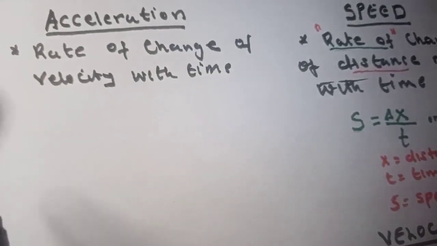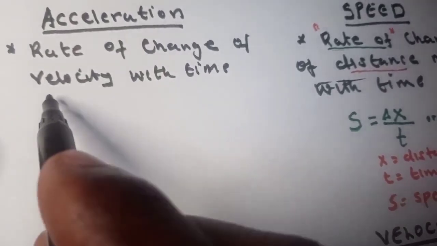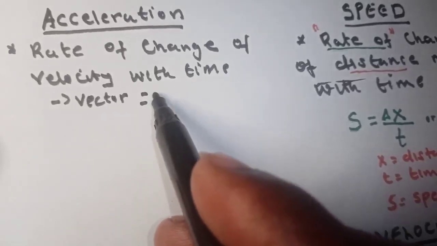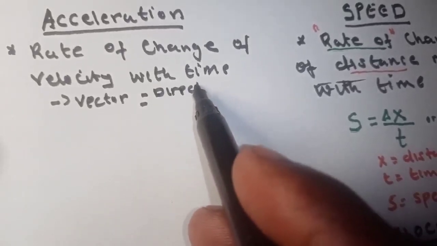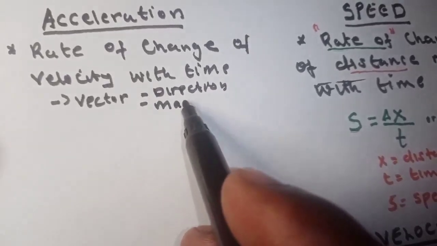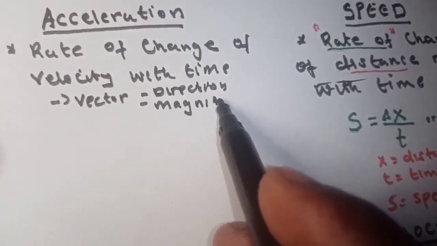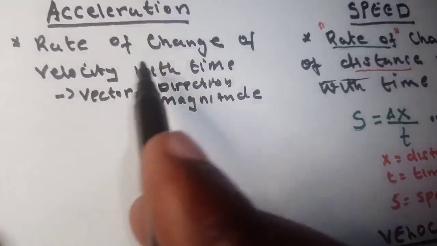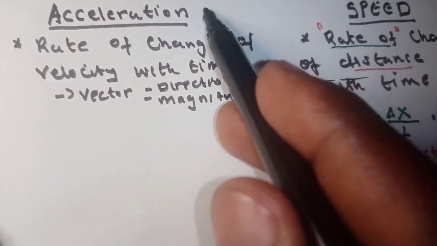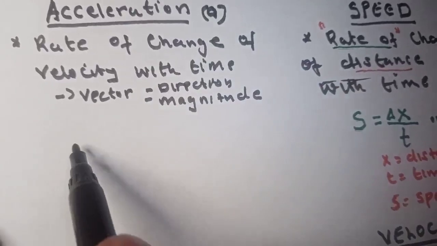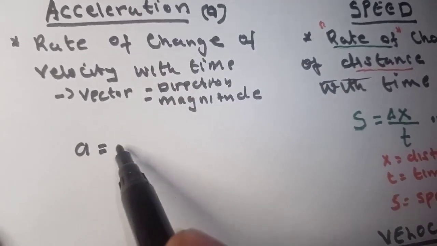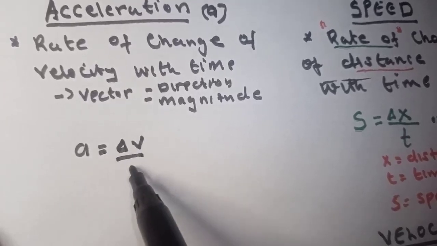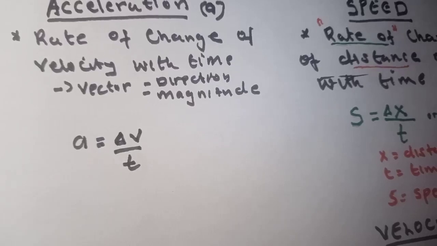Okay, so acceleration is a vector. So by now we know what vectors are. They have both what? Direction and magnitude. Okay, that's what vectors are. So acceleration is denoted by a small letter a. So I'm going to say a is equal to change of velocity with time.